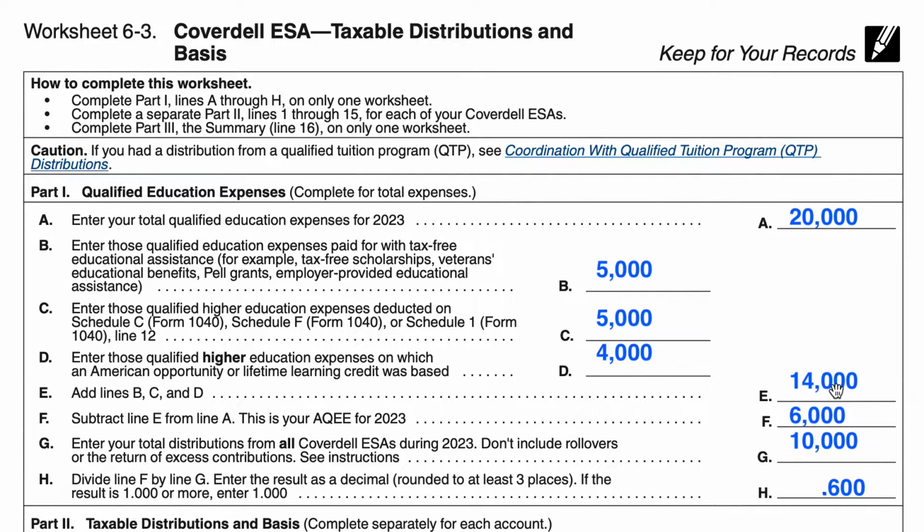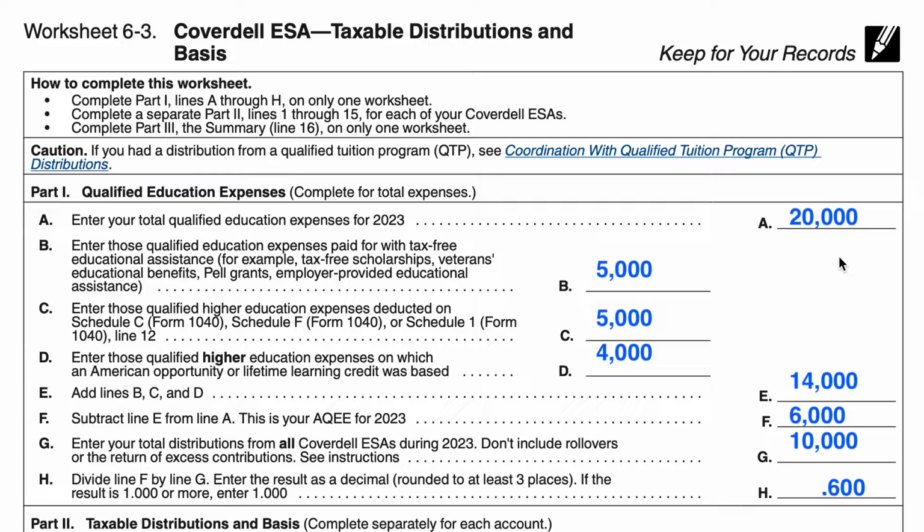In line E, we're going to add the total of those three lines up, and we arrive at $14,000. So we had $20,000 of qualified education expenses, but we had $14,000 worth of education expenses that were paid for through some sort of tax advantaged program, whether it was just paid for by a scholarship or outside source, whether we took a tax deduction or we took a tax credit. So when we subtract the $14,000 from $20,000, that gives us $6,000, which is known as the adjusted qualified education expenses.